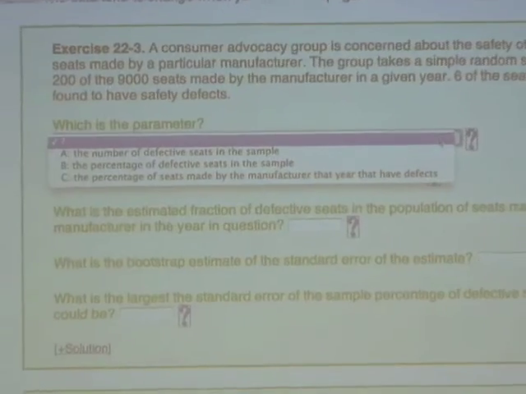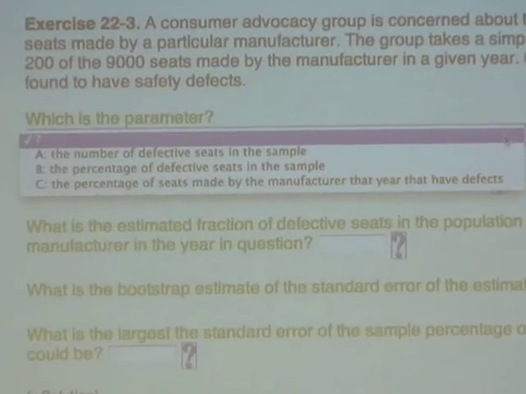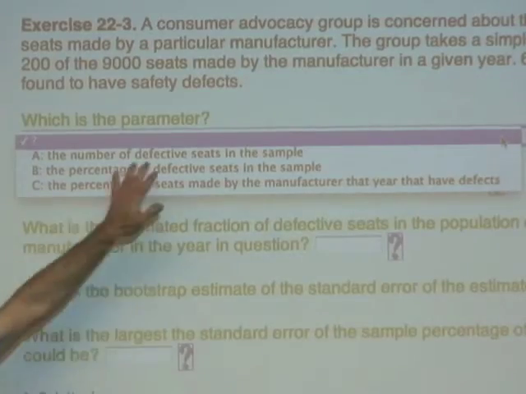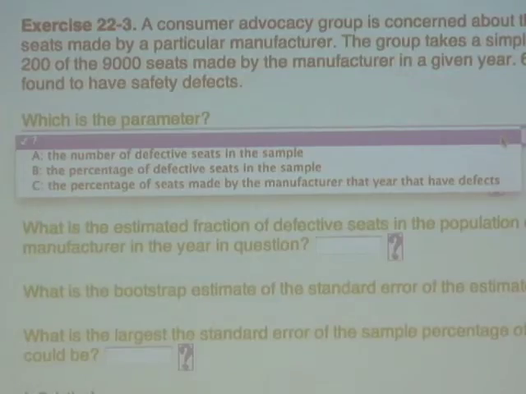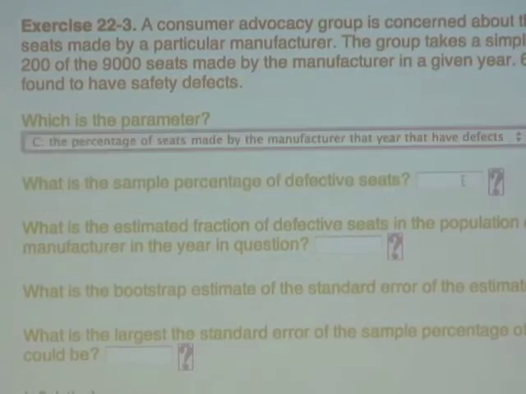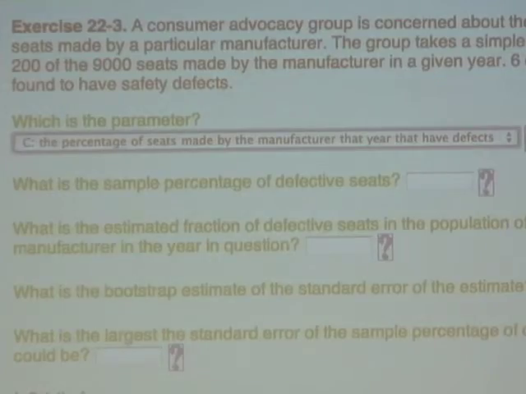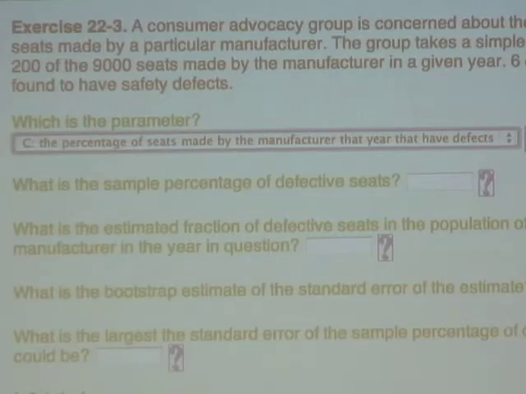Is it the number of defective seats in the sample, the percentage of defective seats in the sample, or the percentage of seats made by the manufacturer that year that have defects? C, right? The parameter is a property of the population, not a property of the sample. So this is C. What's the sample percentage of defective seats? Six over 200, which we can turn into a percentage even in our heads. 6 over 200 is like 3 over 100, which is 3%.